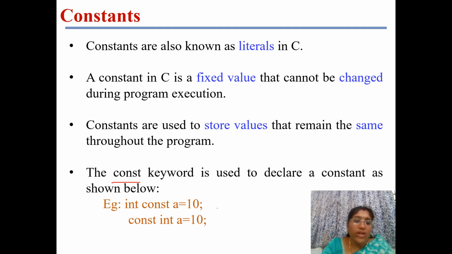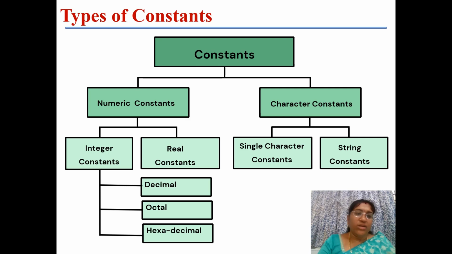There are two ways to declare it. First, give the integer data type, then const, then a equal to 10. Otherwise, we first declare the const keyword and then the integer data type. So there are two ways to use the const keyword in the C programming language. Next, we're going to discuss the types of constants.